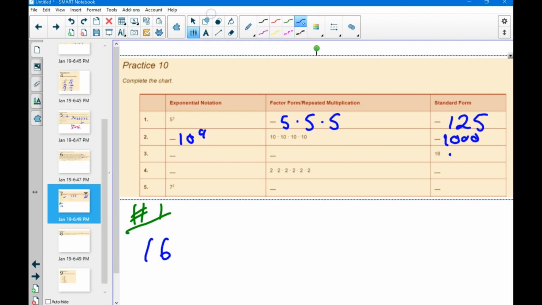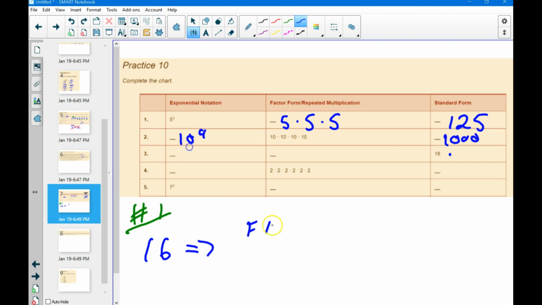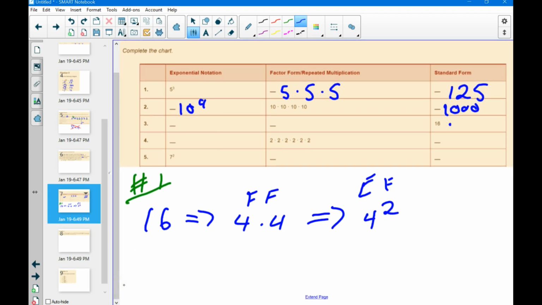So 16, I can write it in factor form, like this. I can go 4 times 4, and in exponential form, I can go 4 squared. Not a problem. However, 16 being a little funny, you can also do this.